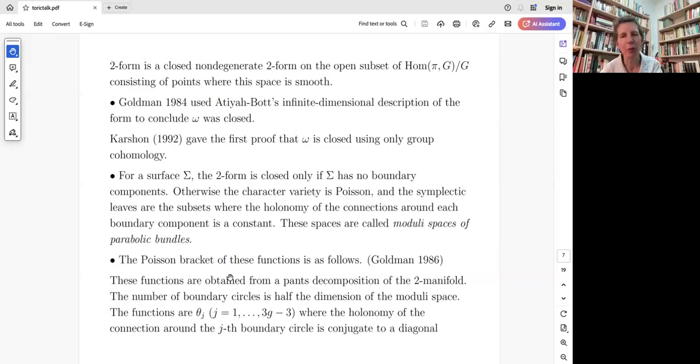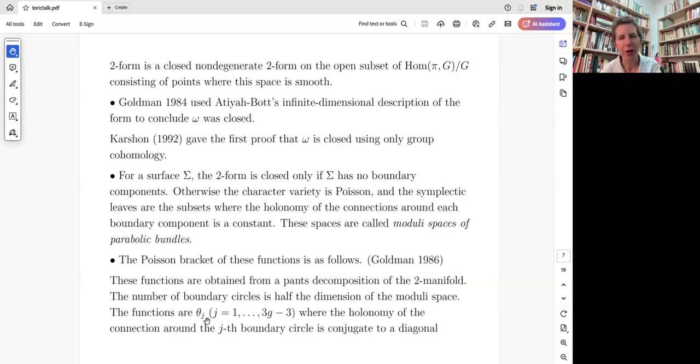The Poisson bracket for functions on this space is described by Goldman in a paper two years later. These functions are obtained from a pants decomposition of the two-manifold. I will use alternately the language of pants decomposition and trinion decomposition. I think the advantage of trinion is that it's singular, and pants in English anyway is plural. The number of boundary circles in a pants decomposition is half the dimension of the moduli space.